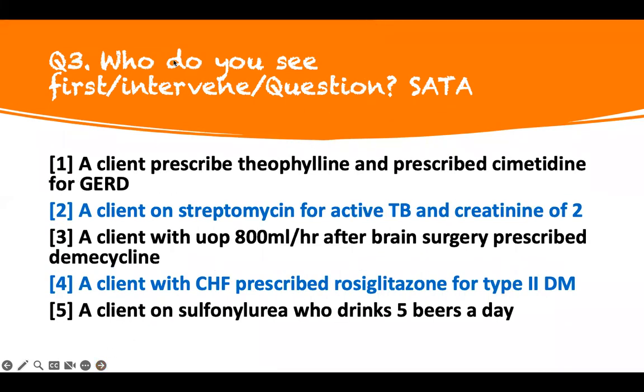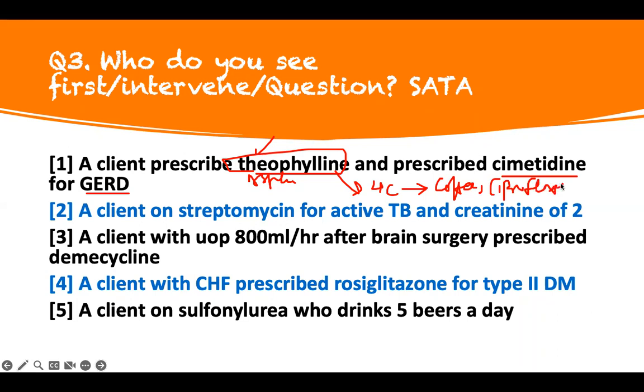And number 3, who do you want to see first? A client prescribed theophylline and prescribed cimetidine for GERD. Okay, the patient is on theophylline for probably asthma. It's a bronchodilator, and then giving cimetidine. When you're on theophylline, I call them the 4 C's. These are the 4 C's you should avoid. You should avoid caffeine, so coffee. You should avoid ciprofloxacin. This is an antibiotic.